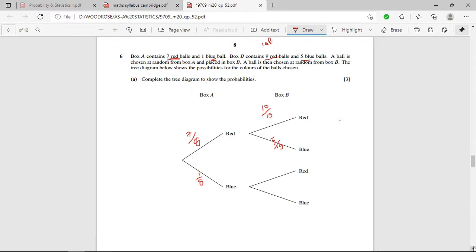I want you to complete this one. I've done this one: I have selected a red ball and put it in box B. If I put a red ball in box B, there are going to be 10 red balls, because already we have 9 red balls. So the probability of selecting a red ball will be 10 over 15, because it's 10 plus 5 blue balls. I want you to do the same thing here. If you select a blue ball and put it in box B, what values are you going to get here? So you can complete.